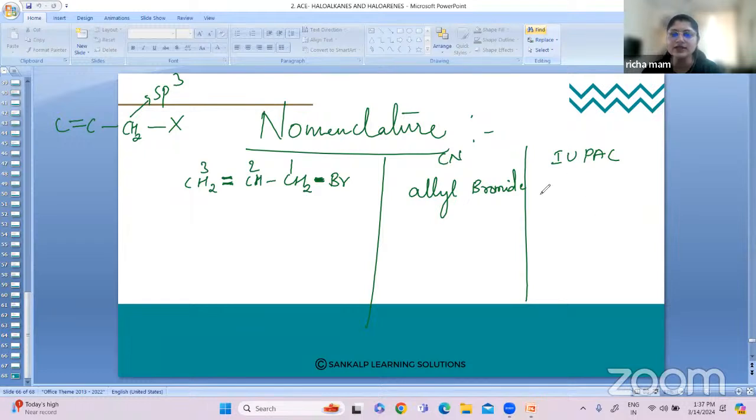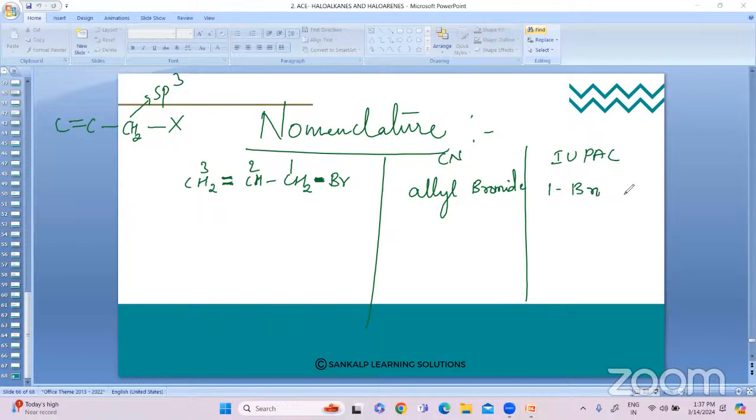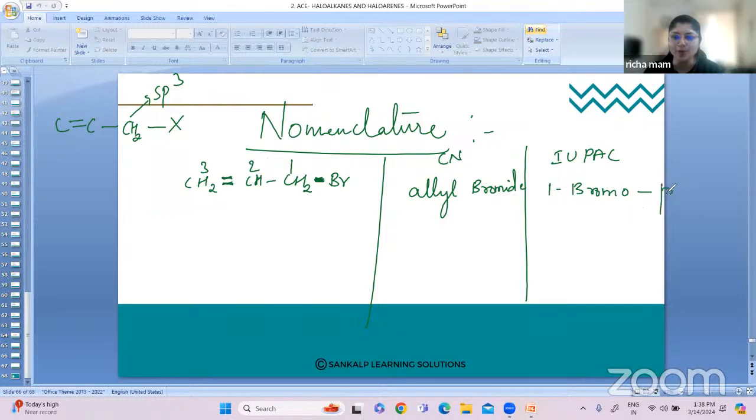1-bromo. Prop-2-ene. Yes, correct. 1-bromo, then prop because there are 3 carbon atoms, and then at the second position you have a double bond, so it is 2-ene. Okay, so this is the name.